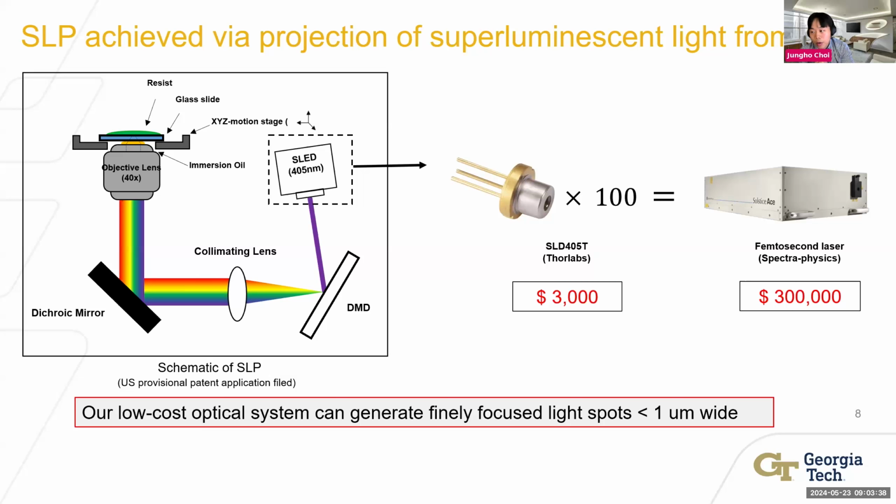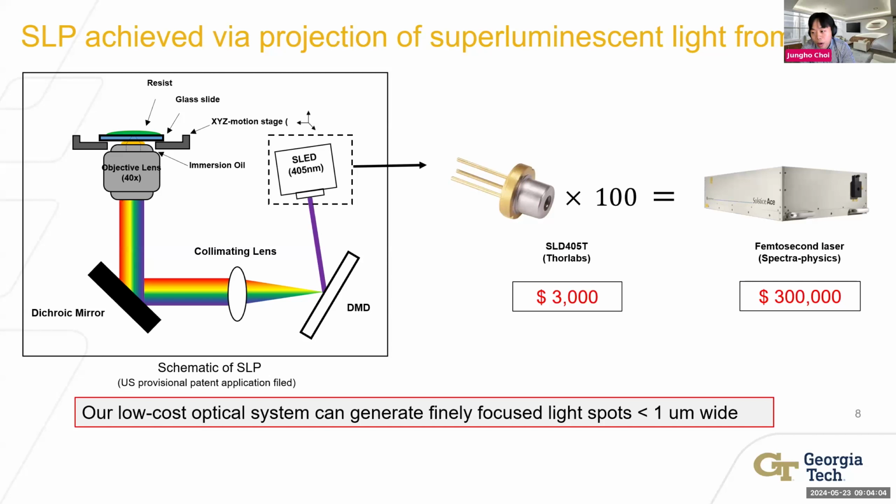So here's the schematic of our superluminescent light projection system. On the right side of the figure, we have used a commercially available superluminescent light diode as the light source of the SLP system. The light is focused into a 2D light sheet at the focal plane of the lens using the oil immersion lens. By using the high numerical aperture lens, more indirect light is collected and it generates higher resolution of printing.